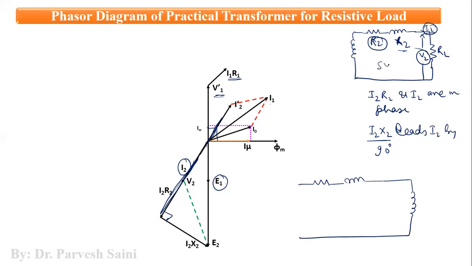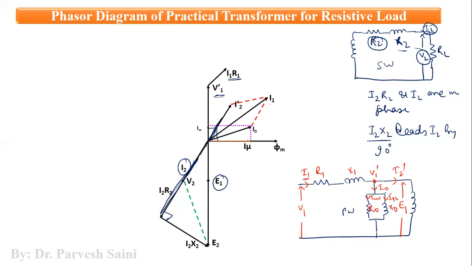So this is the secondary winding, this is the primary winding, right? We have the core parameters also. So this is V1, I1, R1, X1, V1 dash, I2 dash, E1. This is the no load current I naught, IW, I mu. This is X naught, this is R naught.